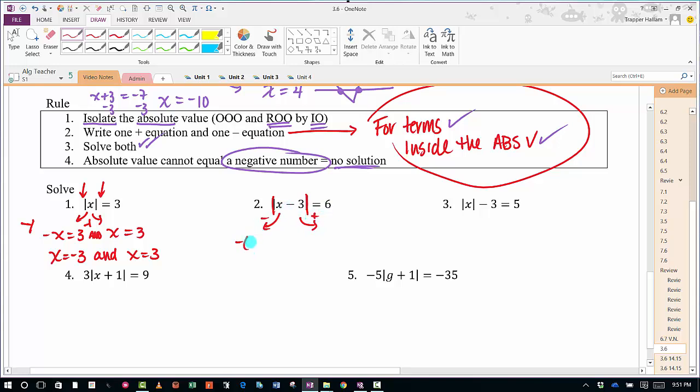So here's my negative version of my inside. Negative x minus 3 equals 6 and x minus 3. There's my positive version equals 6. So I'm going to solve both of these.